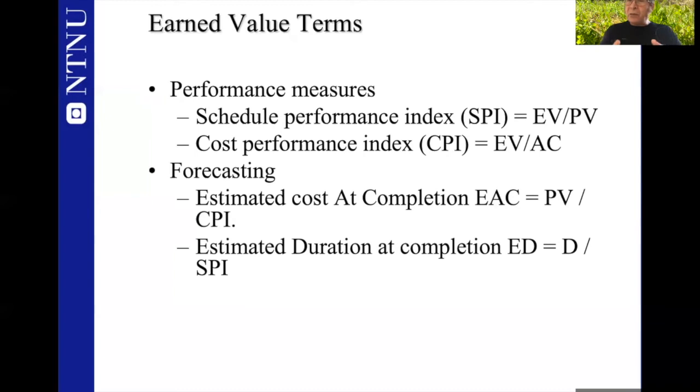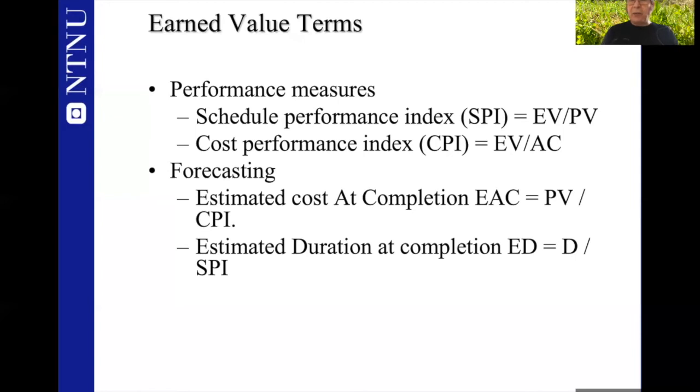Now, when we are making a forecast, we assume that this SPI and CPI will not change over time, that this is our situation right now. This is the productivity of our resources. This is how much we are lagging behind. Then we can estimate what will be the total cost at completion, the EAC here.